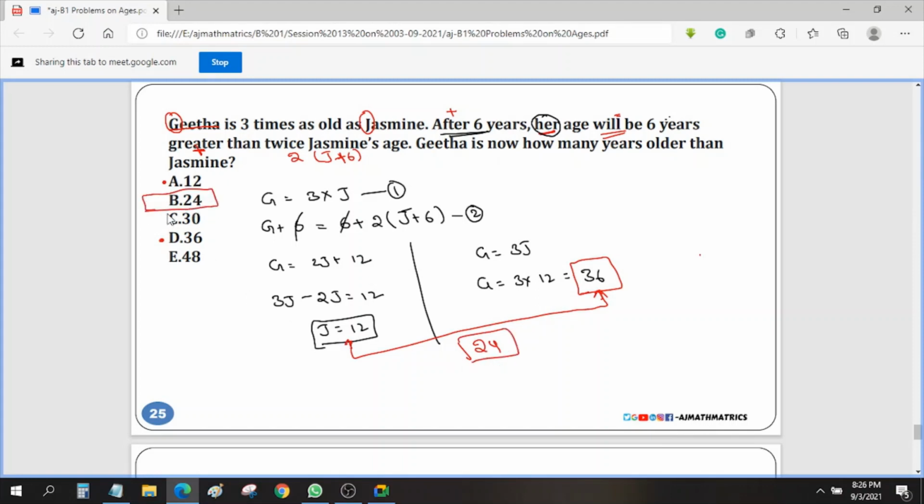So I already told you, all intermediate values will be your answer choices. So here 12 is the first trap, 36 is the second trap, but the correct answer for the question is 24 only.